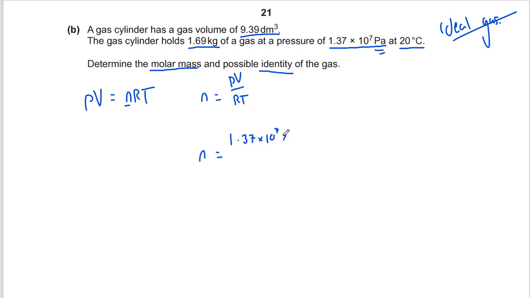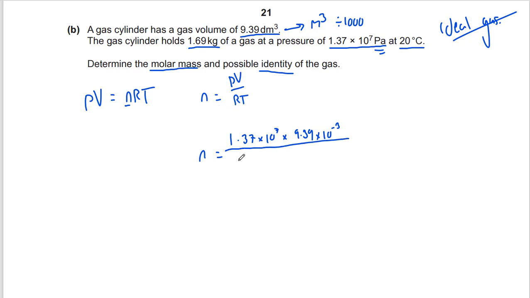And we're going to multiply that by V. Now V is the volume. We've got 9.39 decimeters cubed. We need to convert this into meters cubed. This is the common mistake that people forget. It has to go to meters cubed, so we have to divide by 1000. And therefore it's 9.39 times 10 to the minus 3.